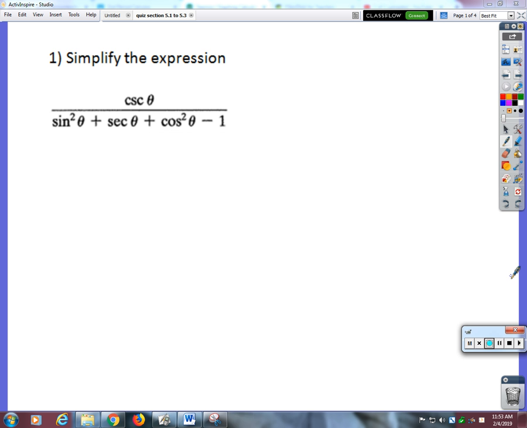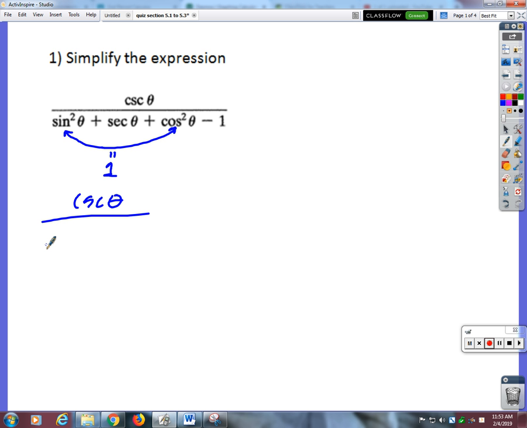Okay, let's go through the quiz real quick, and then we will start today's lesson. So the first one, you're asked to simplify the expression cosecant over all that garbage there. The key was to recognize that these two things together equal 1. So first step for 1 point is to rewrite this as 1 plus secant theta minus 1.